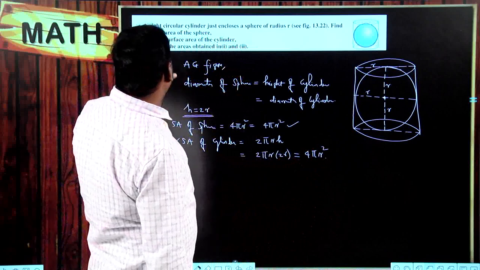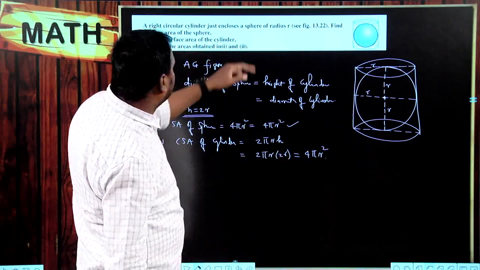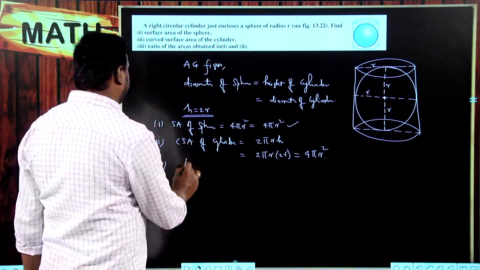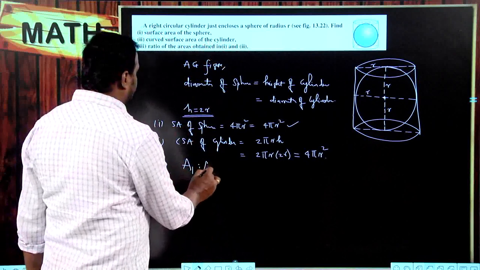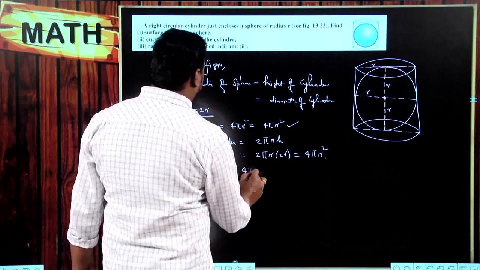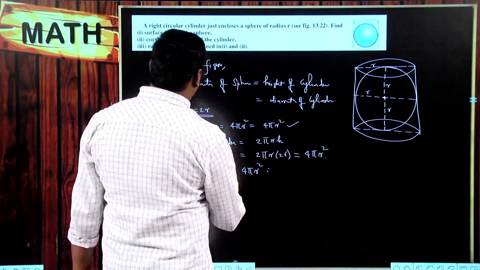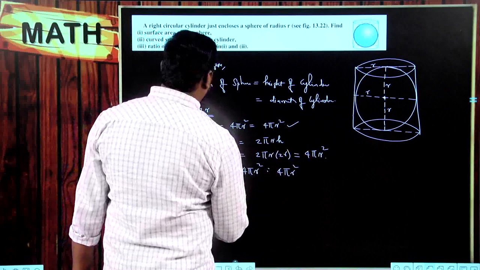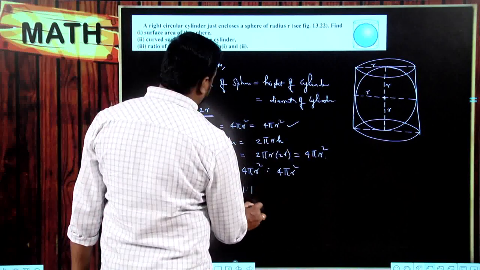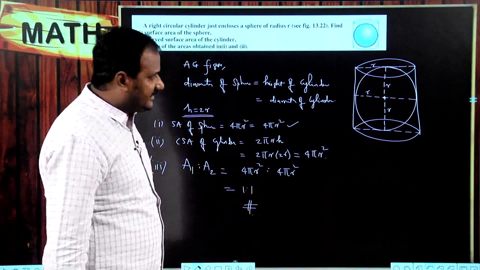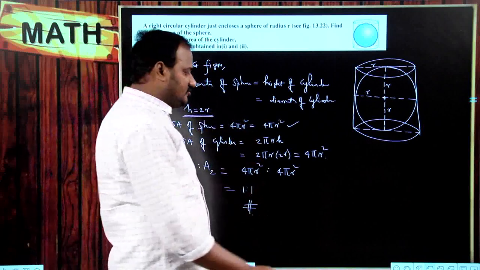And now, you need to find what is the ratio of areas obtained in 1 and 2. So, third one is ratio of areas obtained in 1 and 2, that is A1 is to A2. So here A1 is going to be 4 pi r square is to A2 is going to be again 4 pi r square. 4 pi r square is to 4 pi r square is going to be 1 is to 1. That is the ratio of areas obtained in both the cases. It is very simple to answer.